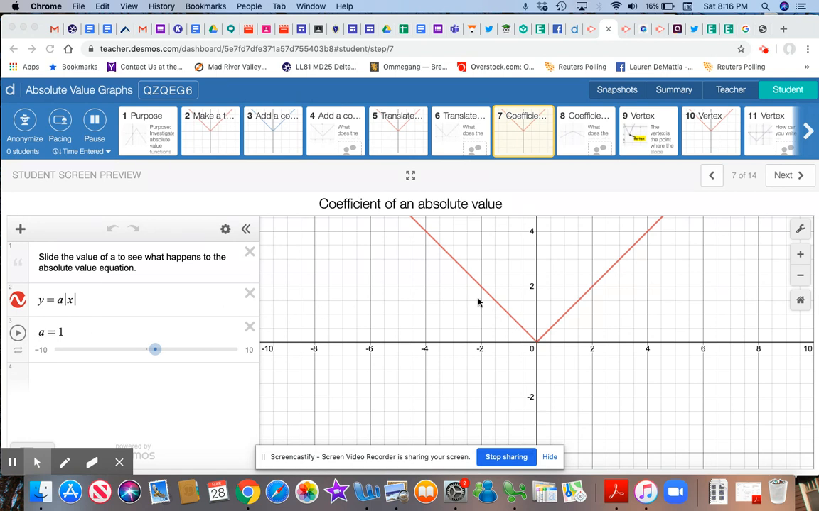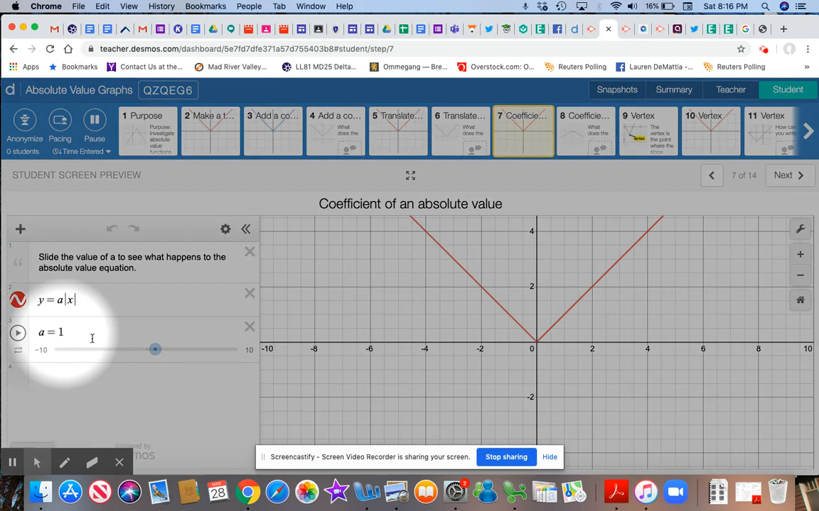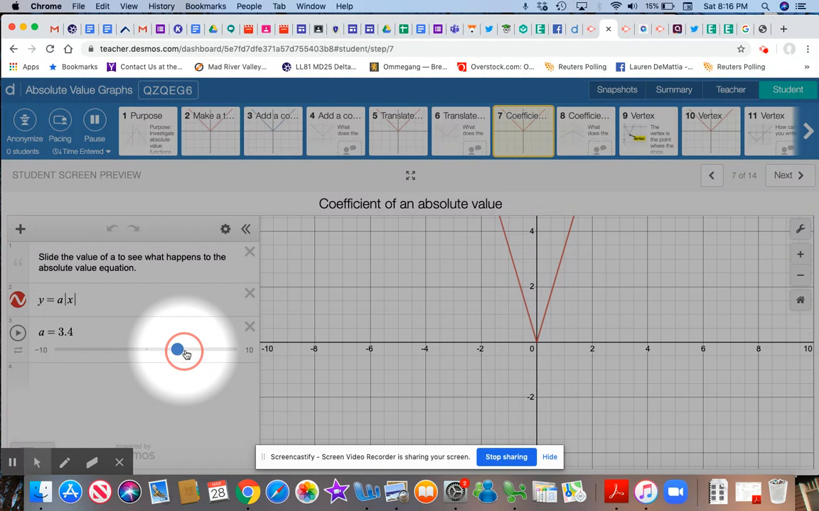So when a equals 1, it sort of looks like this, right? So when a equals 1, it looks like that. So if we make a bigger than 1, right? So like this is the graph. By the way, this is a slope of 1, and this is a slope of -1. Let's say if it goes up to 4, right? Then you notice it actually goes up, and it's a slope of 4.